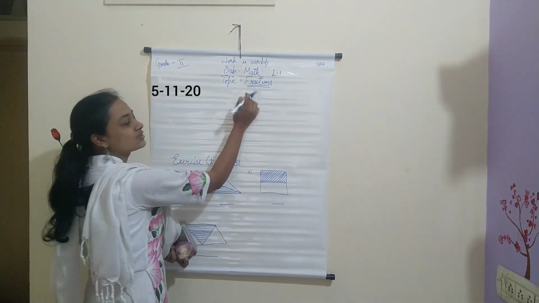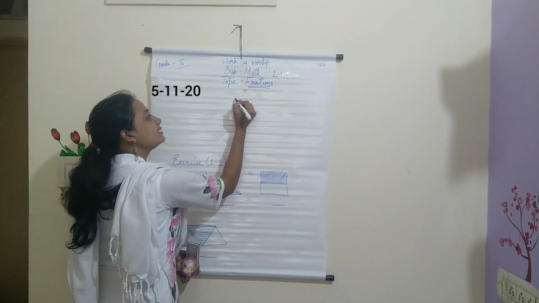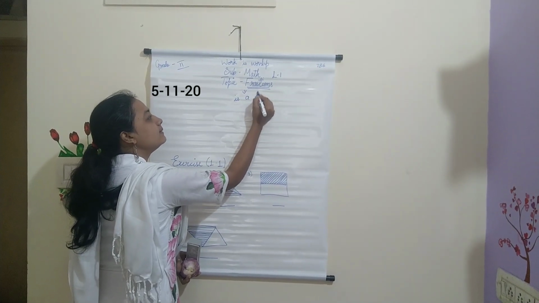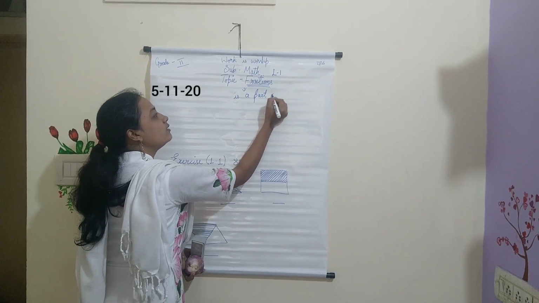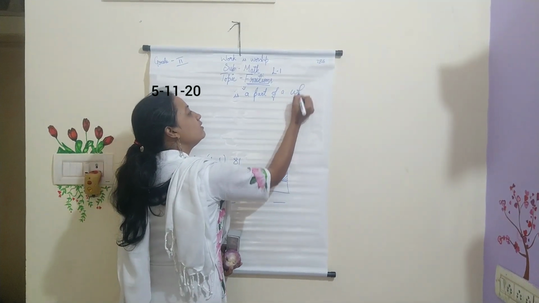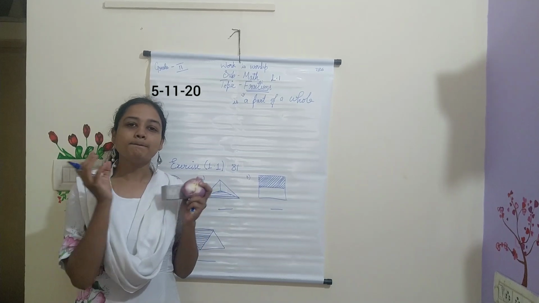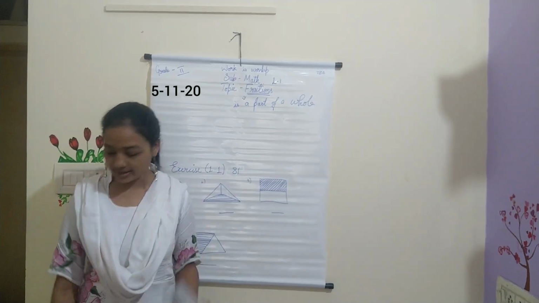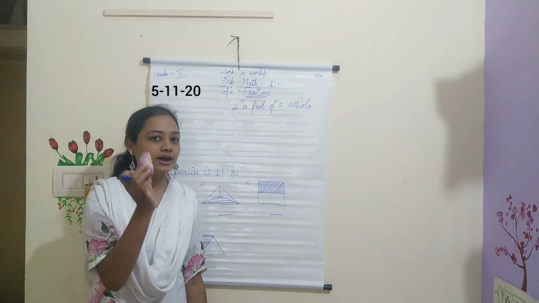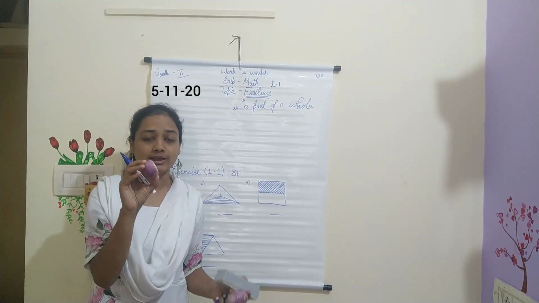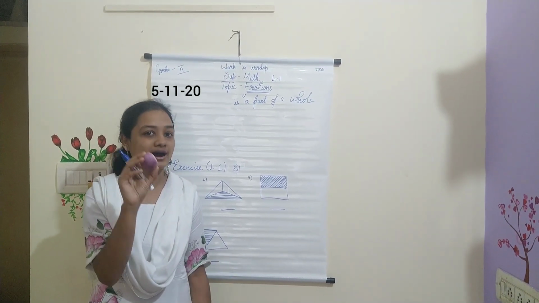The definition of a fraction is a part of a whole. So a fraction is nothing but a part of one full thing, like this. This is a part of an onion which was full, but I have cut it into half.